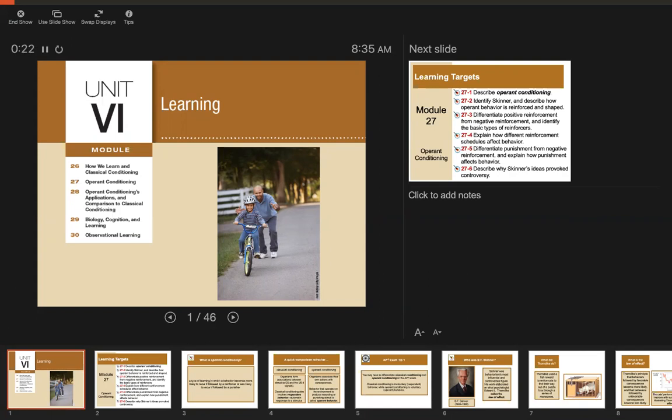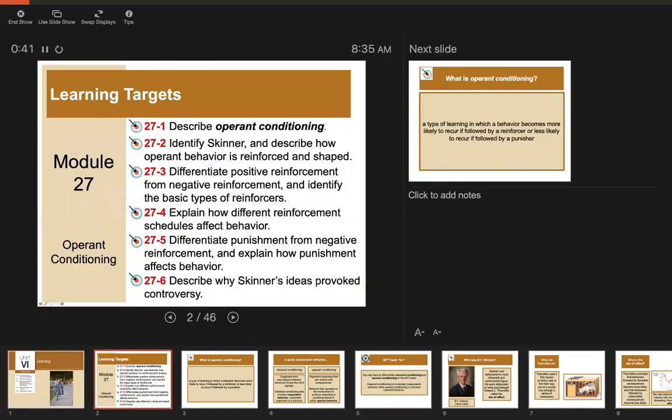So welcome to module number 27, unit six. We're still in unit six, learning. Today we're gonna be talking about operant conditioning and a lot about B.F. Skinner. So there are several learning targets. Again, lots of information that's important in this module.